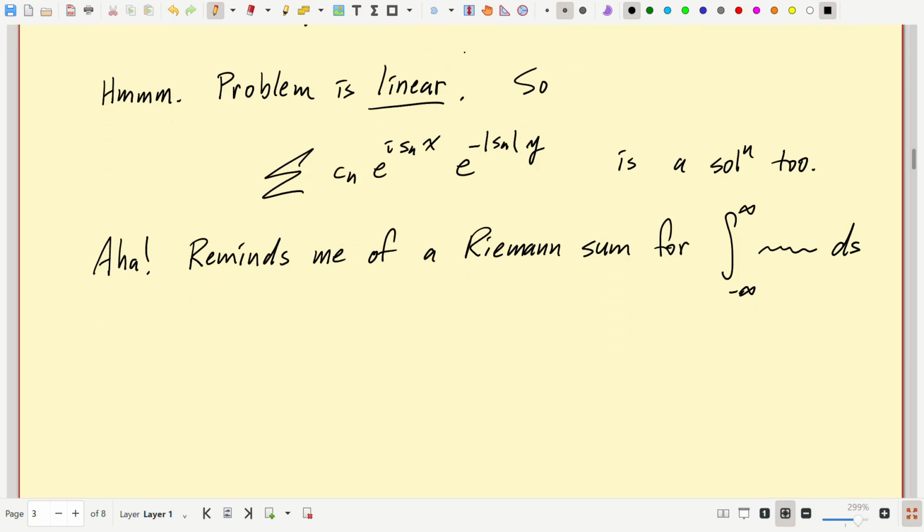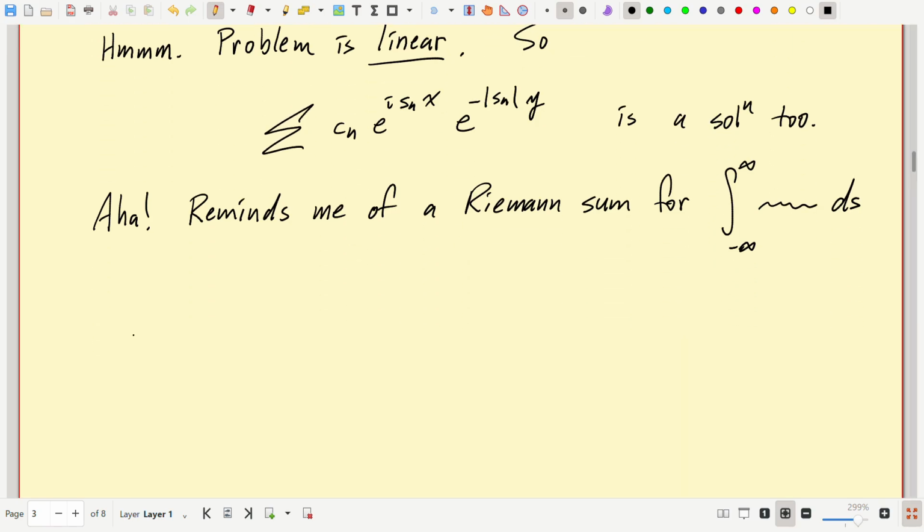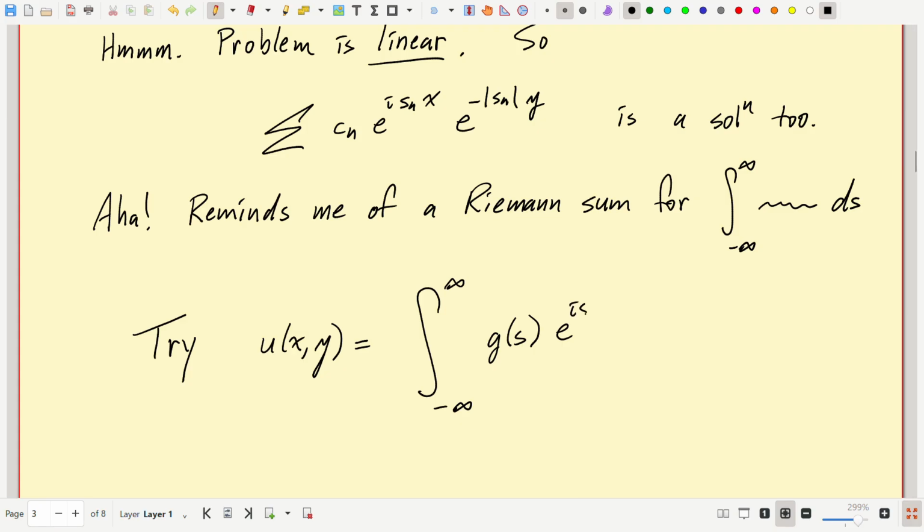And so now, my big idea is to try u of x y equals an integral. When I write this down, I'm going to get some more inspiration in a second. I'm going to integrate against the functions I found: e to the i s x e to the minus absolute s y ds. And you look at that for about 2 seconds and think, that's feeling kind of like the Fourier transform. So I'm going to put a 1 over square root of 2 pi in front.